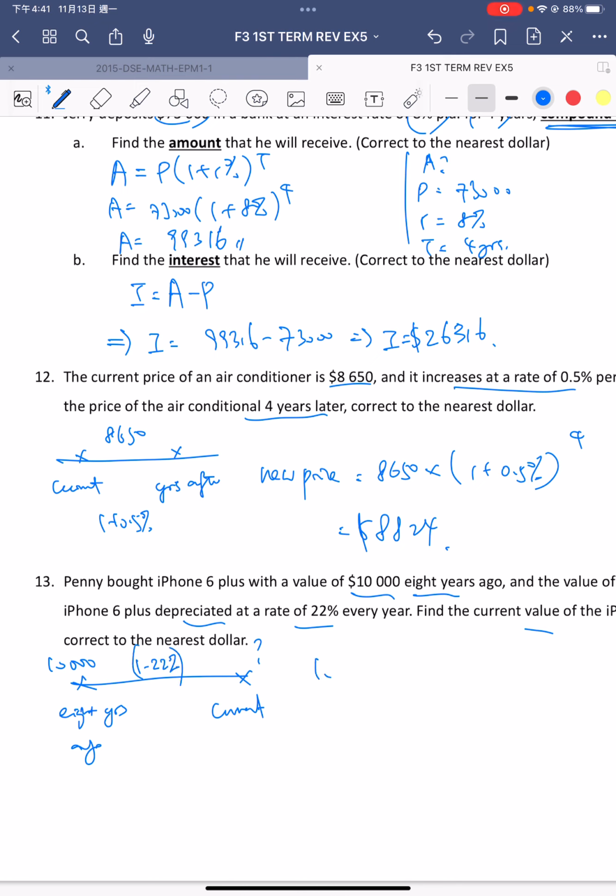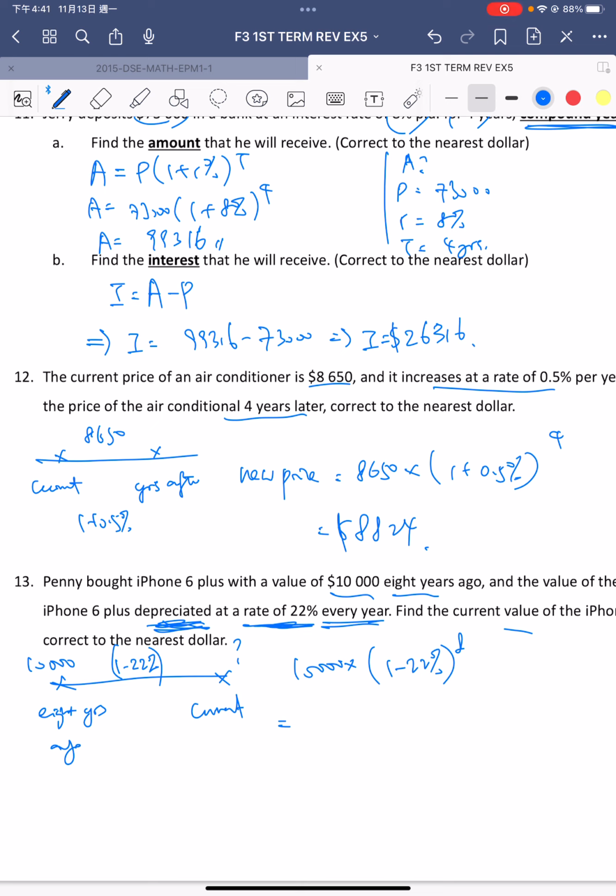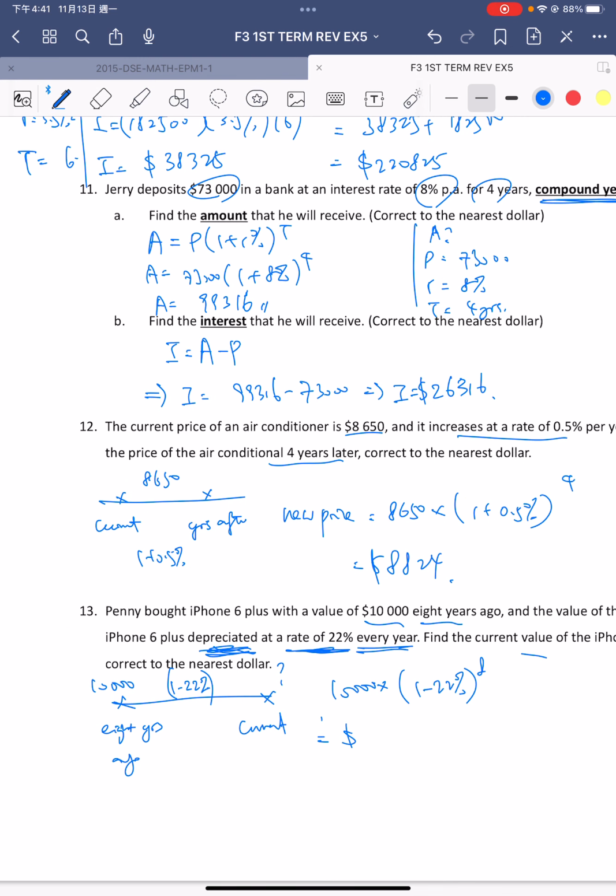For 8 years, we have 10K times (1 minus 22%) to the power of 8, because each year the price is decreasing. You can see that the price is depreciated at the rate of 22% every year. So this is equal to 10K times (1 minus 22%) to the power of 8, which is equal to 1,000 something, 1,370. So you see that the decreasing factor is not that high, but after 8 years, $10,000 is nearly 1,000 left.